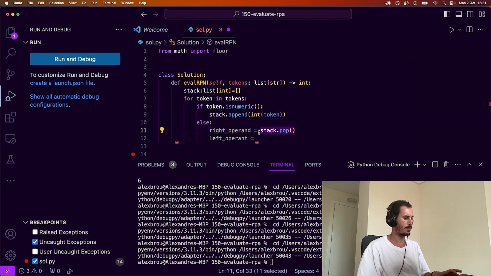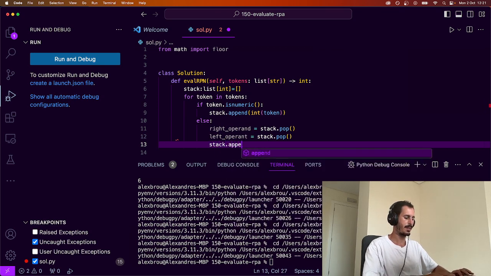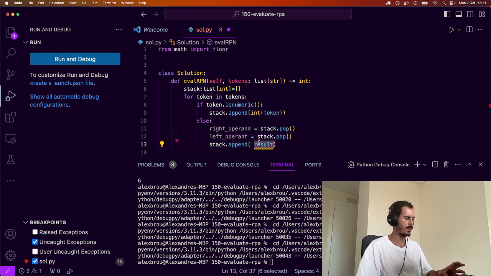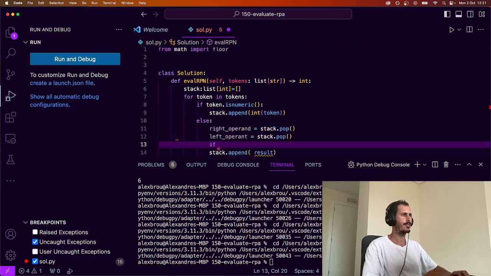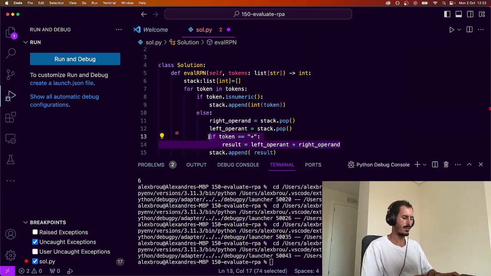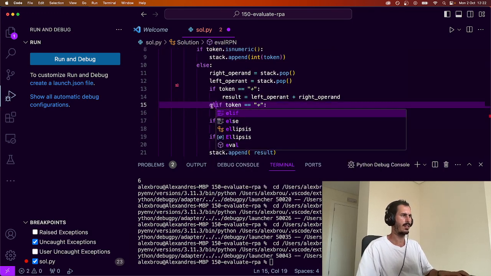Same thing for the left operand. And result, and we do stack.append of the result of the operation. But what is the result? If the token is a plus, then result equals left operand plus right operand. And there's a bunch of ifs here, actually elifs.